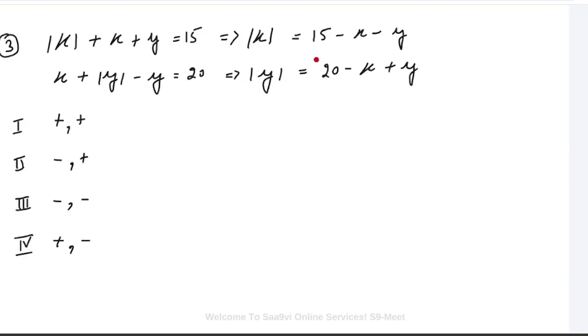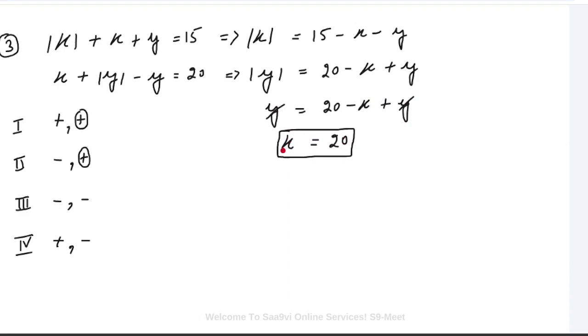Let's understand that. If we put y as equal to plus y, for example, we take these two things first of all. So if y is plus y, that means we get y is equal to 20 minus x plus y. Y gets cancelled with y. That means x is equal to 20. So if we have y as positive, we should get x as positive. That means this is not right.